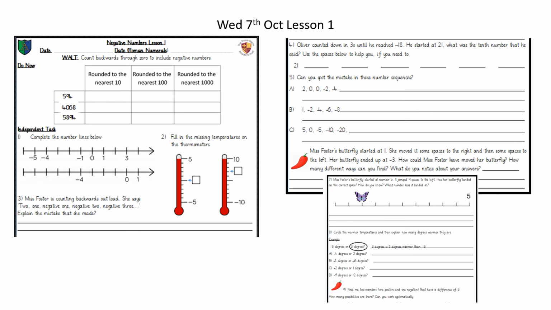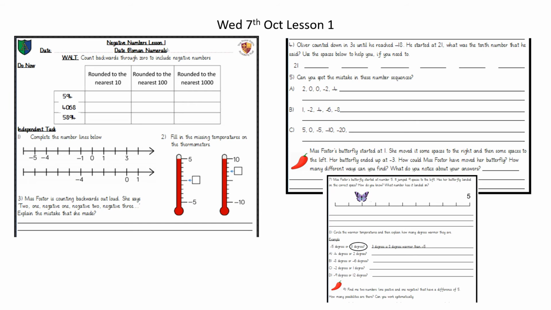Complete the number line for number 1, fill in the missing temperatures on the thermometers for number 2, and then number 3, explain Miss Foster's mistake. She's counting backwards out loud. She says 2, 1, -1, -2, -3. But she's made a mistake. What has she missed out? Remember, it doesn't matter whether you say minus or negative, it means the same thing.